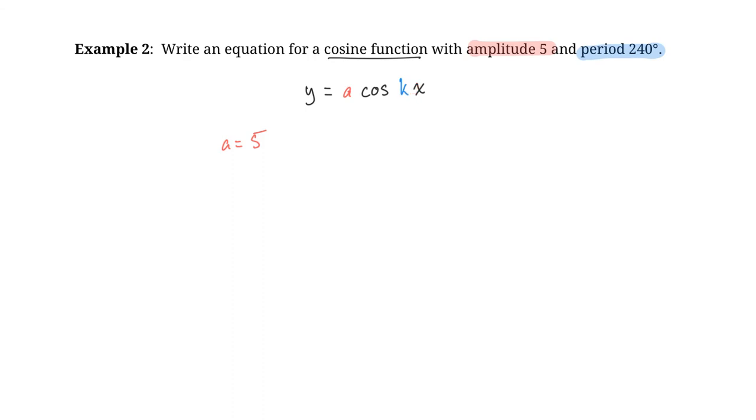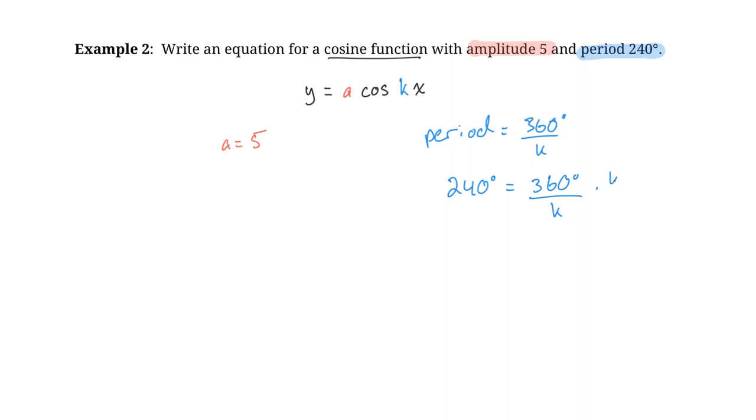What do we know about k? Well, k affects our period. And we know that the period is equal to 360 degrees divided by k. Since we're given the new period of our function, we're going to use that and plug it into this equation. So since our period is 240 degrees, that's given to us, 240 degrees is equal to 360 divided by k. So now we just need to solve for k.